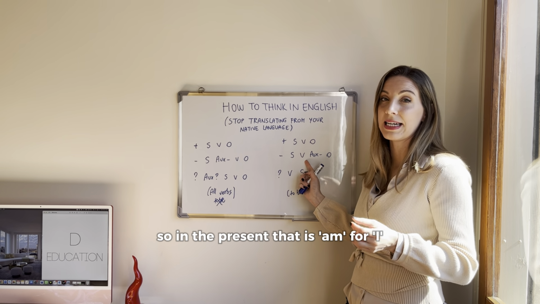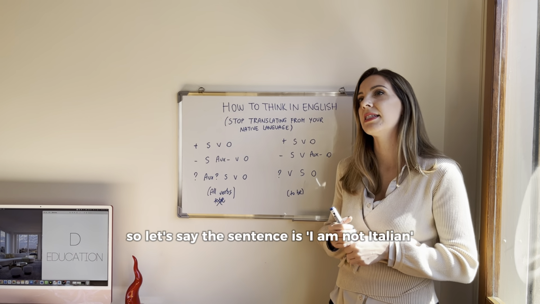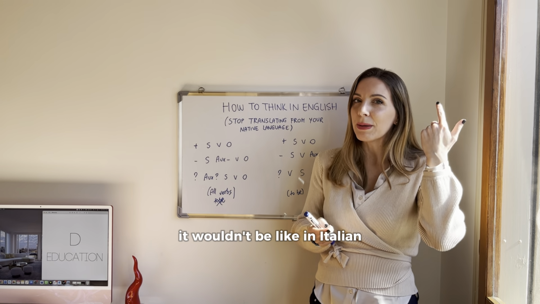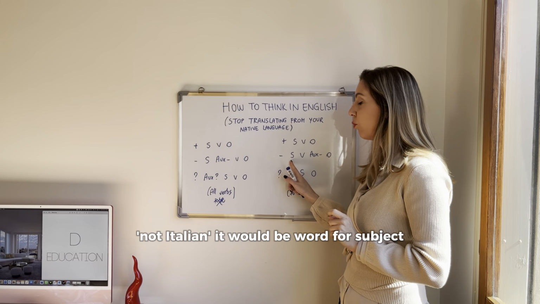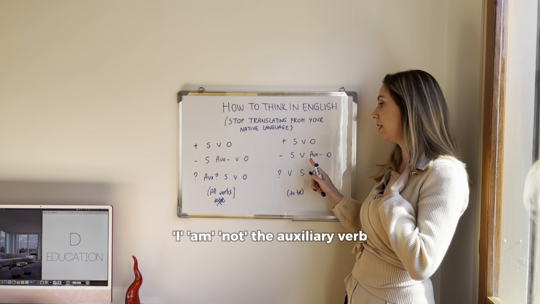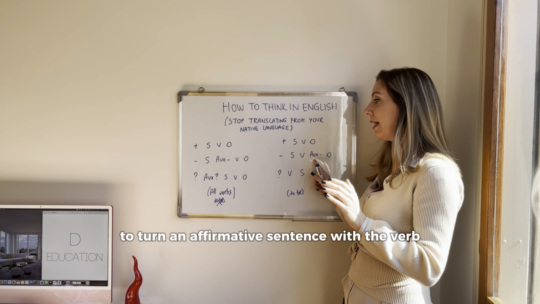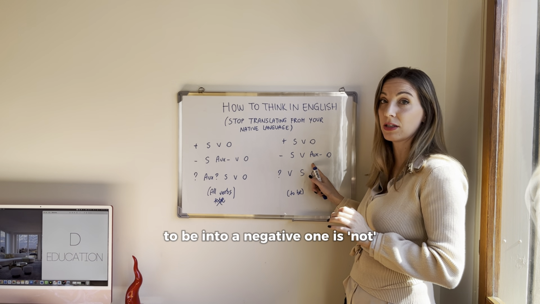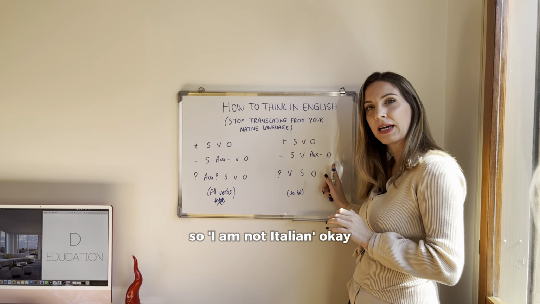So in the present, that is am for I. So let's say that the sentence is I am not Italian. It wouldn't be like in Italian, "not Italian". It would be the word for subject, I am not. The auxiliary verb to turn an affirmative sentence with the verb to be into a negative one is not. So I am not Italian, okay?